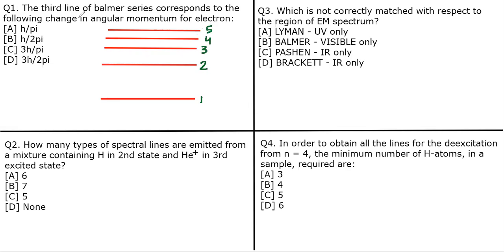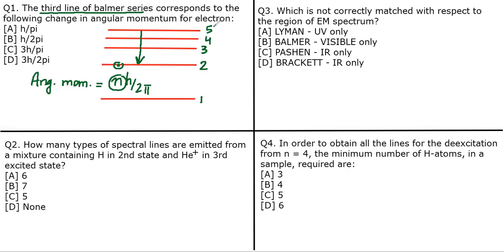Now the question is saying third line of Balmer series. The Balmer will end here, and third line: the first line, second line, and third. So this line will correspond to the third line of Balmer series. Now the question is asking what is the change in angular momentum. We know that angular momentum is given by quantization that was stated in Bohr's model postulate, that is nh upon 2 pi, right? Now wherever the n is changing, angular momentum is changing.